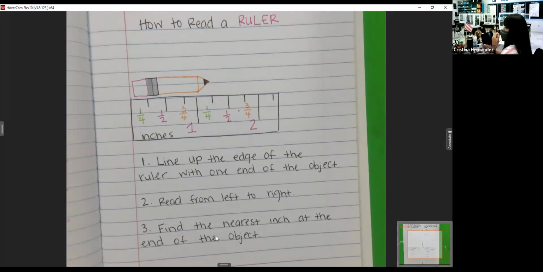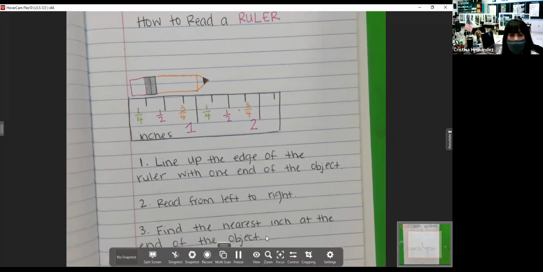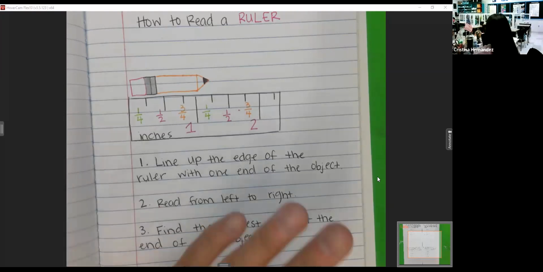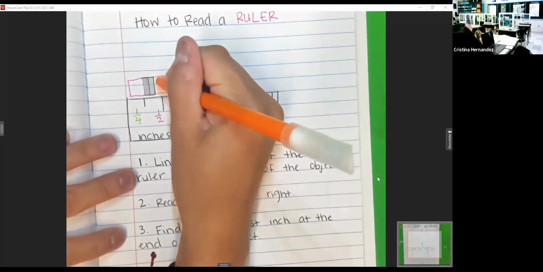Come on, Jacob. I can zoom in a little bit on this one, I think. How to read a ruler. That should be big enough. Wait, you need a page in that? In your math journal. Come on, we're copying this down. How to read a ruler. I'm coloring my pencil. I'm letting you. How to read a ruler.